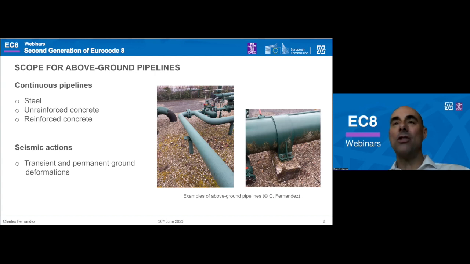The seismic actions that we have to consider are transient and permanent ground deformations. So transient deformations are related to wave propagation within the soil, and permanent ground deformation can be different. So we have fault crossings, settlements, liquefaction, and other phenomena that we have to cover within part 4.